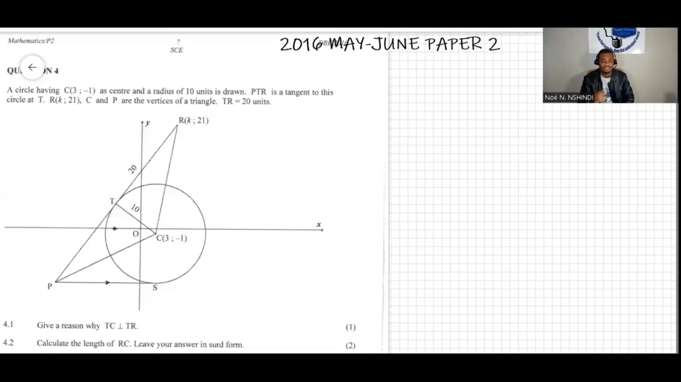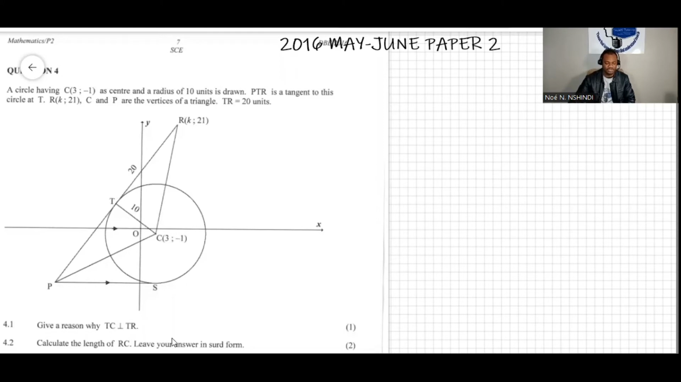Well, the question says a circle having C as a center and a radius of 10 units is drawn. PTR is a tangent to this circle at T. R, C, and T are the vertices of a triangle. TR is equal to 20 units. Well, now question 4.1 says, give a reason why TC is perpendicular to TR.